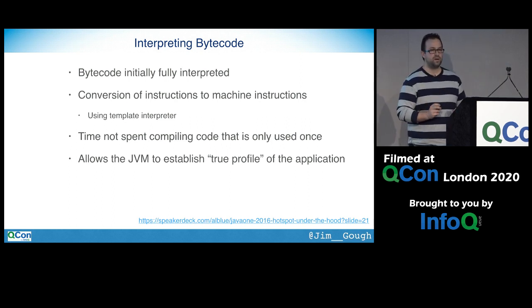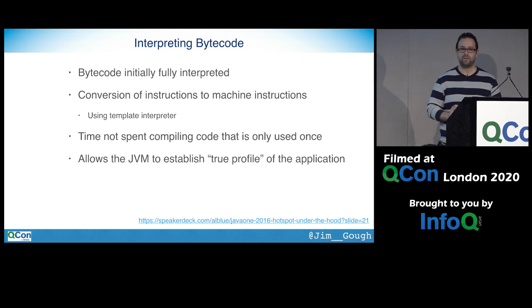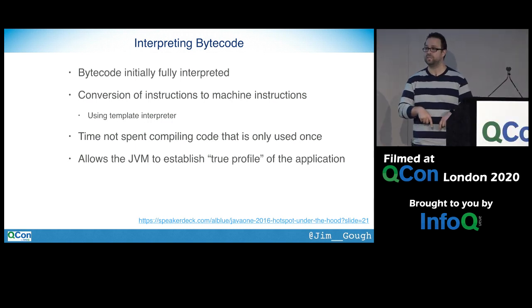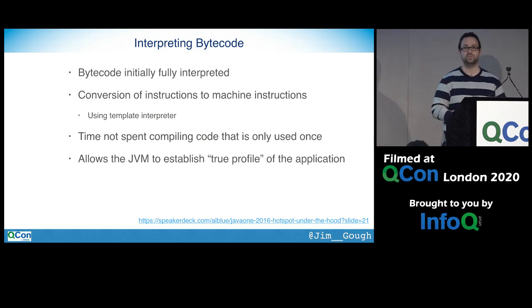Now, what interpreting allows us to do is monitor the behavior of our application and make decisions on how we're going to compile and how we're going to apply some critical optimizations which are going to improve the performance of our Java code. Cool.